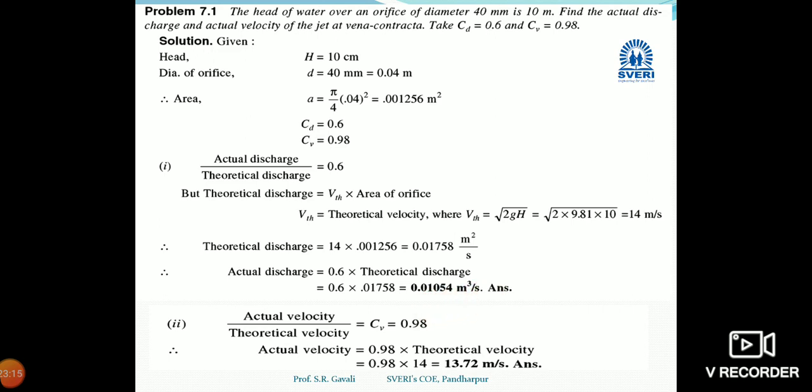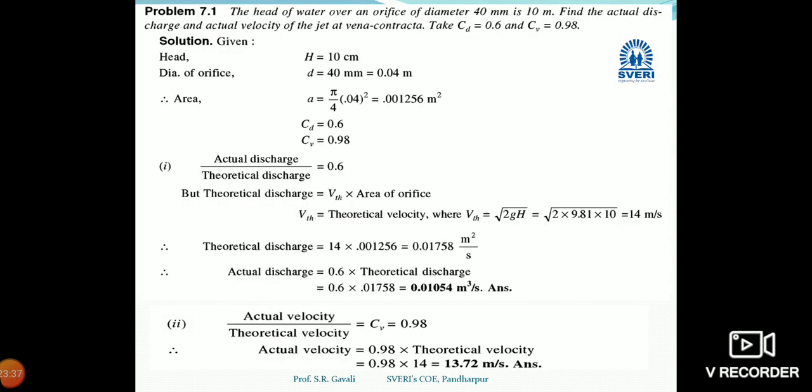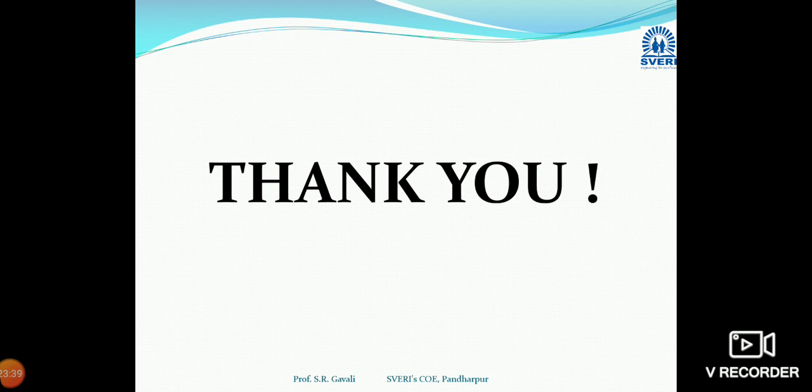Then CV is equal to again 0.98, the ratio of actual velocity to theoretical velocity. Actual velocity is equal to 0.98 into theoretical velocity, and actual velocity is coming as 13.72, because theoretical velocity is 14 meter per second, and CV is equal to actual divided by theoretical velocity. So this way we have to solve the numericals on these hydraulic coefficients of an orifice.